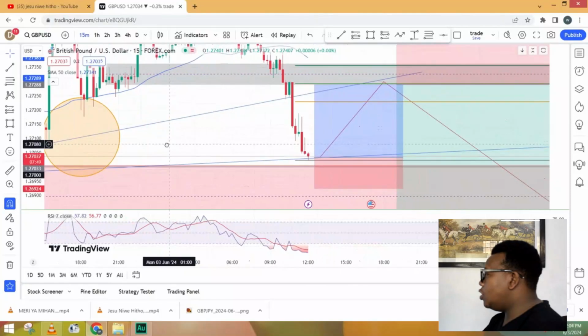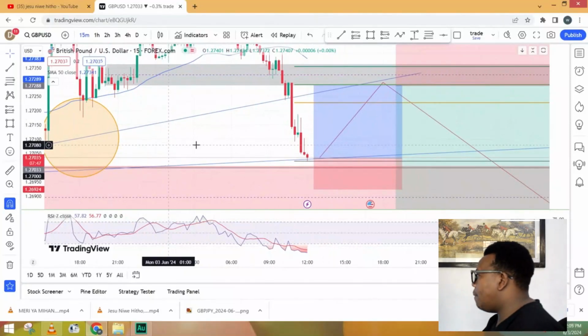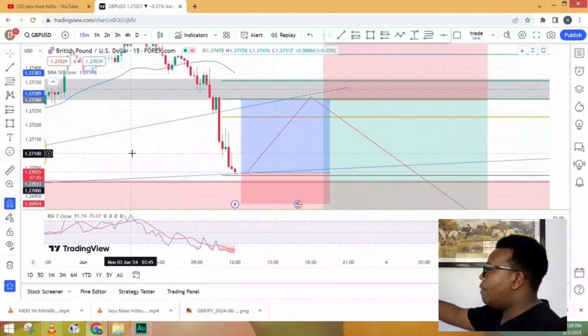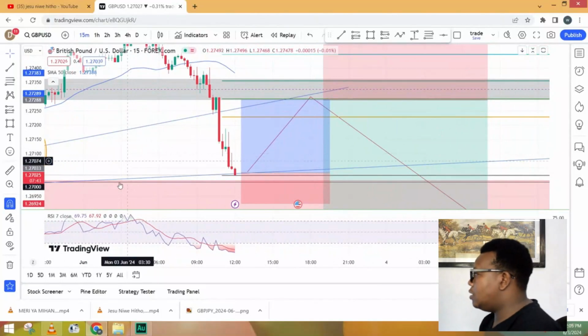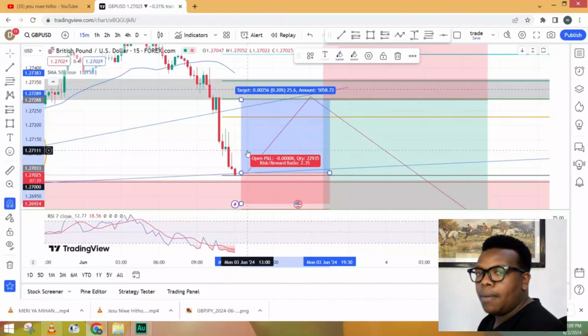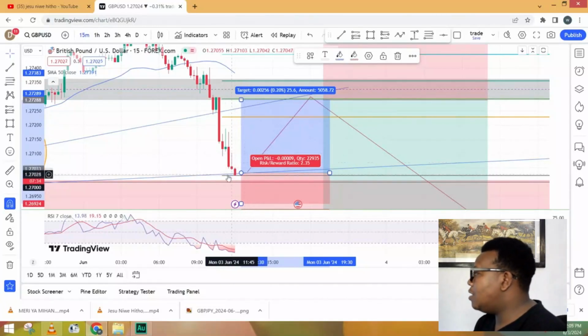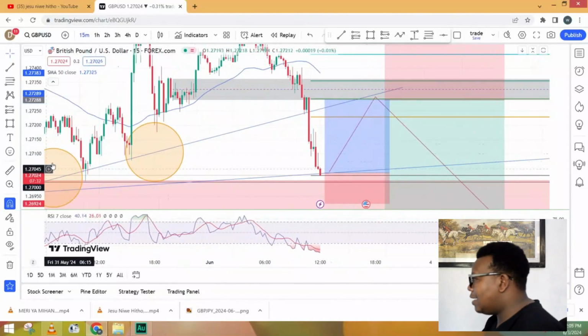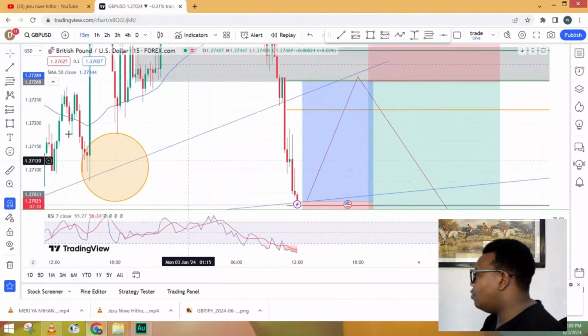I would recommend we go for the big selling opportunities, since you can see already the market is really showing some instability. So going for a buying opportunity at this point will be a bit hectic. So for me, I'll just look for more selling opportunities at this point going downward.